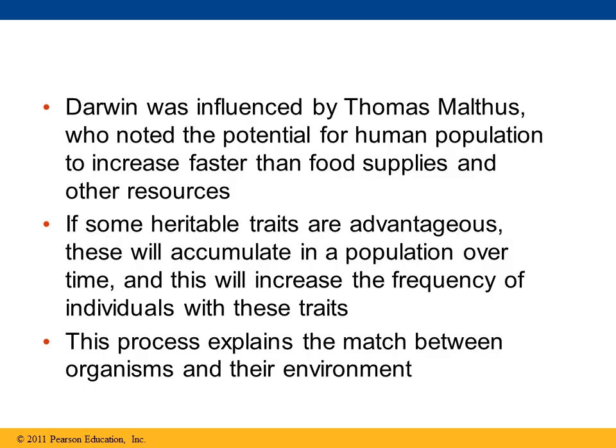So Darwin was influenced by Thomas Malthus. Thomas Malthus wrote an essay in 1798 that said there was potential for human populations to increase faster than food supplies and other resources. And it also said that if heritable traits have an advantage, they will accumulate in a population over time and will increase the frequency of individuals with those traits.